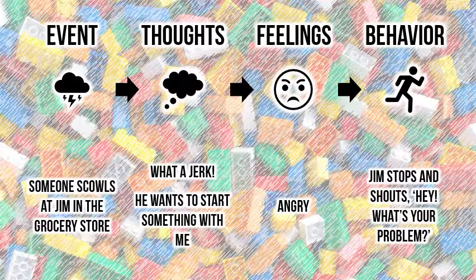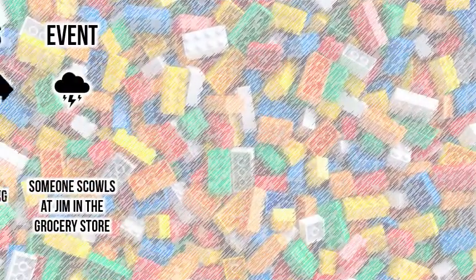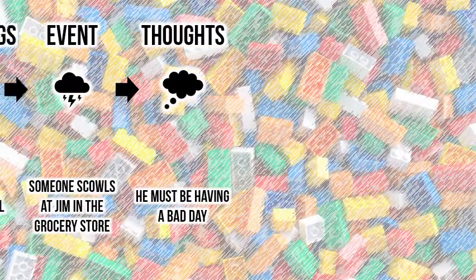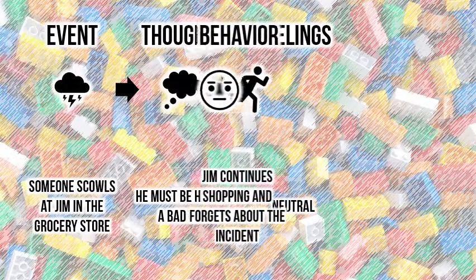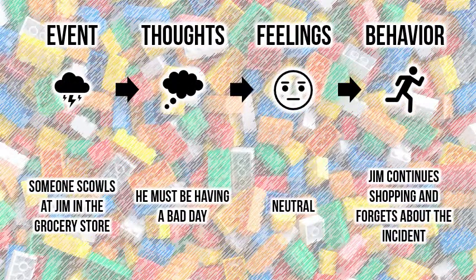Now, what if Jim thinks something like this instead? Jim's thought in this final example is, boy, that poor guy must be having a really bad day. This rational, neutral thought doesn't stir up any strong feelings in Jim at all. As a result, Jim just continues on with his shopping, not giving the event any further attention.